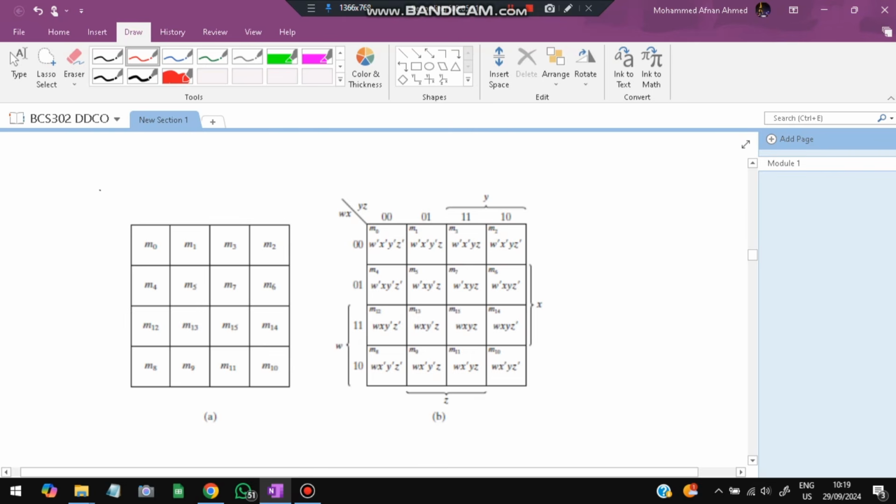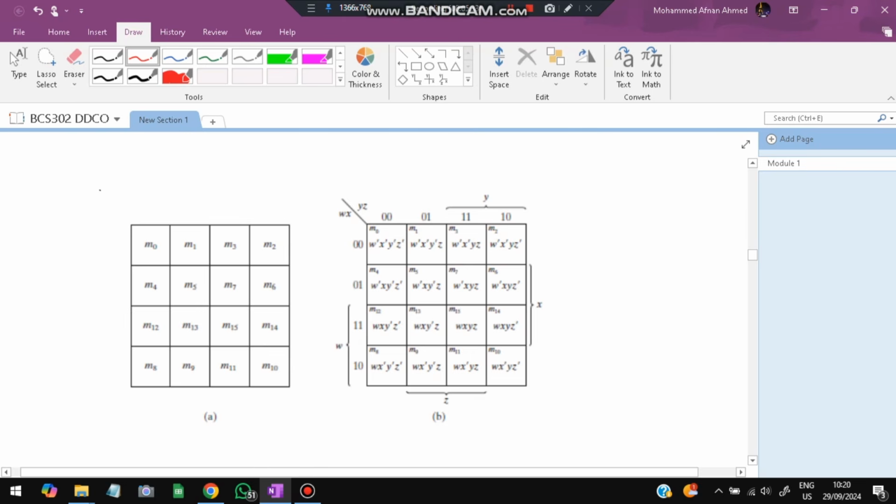Like we are writing the combinations of W and X. Either W and X can be 0 or 1, right? So what are the combinations that can be there? 00, 01, 11 and 10. Here one thing you can observe, that in the normal codes, when we write, we'll write 00, 01, then we'll be writing 10, then 11, right? But here we have done the reverse of it. Here I have written 11 then 10.